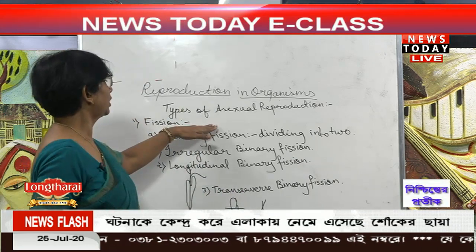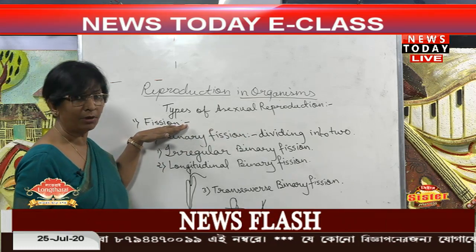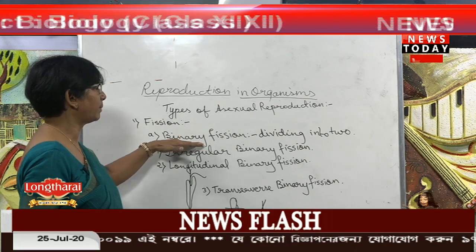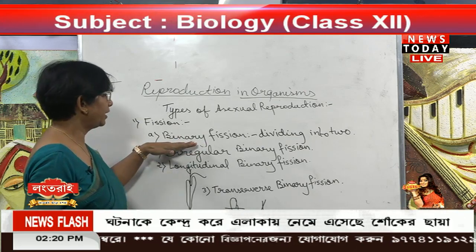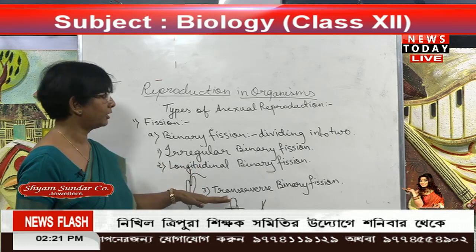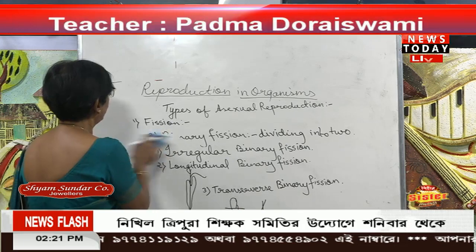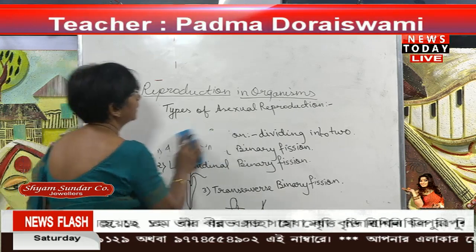So these are the types of asexual reproduction. Number one is fission. In fission there is binary fission. In binary fission there are the irregular one, the longitudinal one, the transverse one, and the oblique one. Now we will go to the second one, budding.